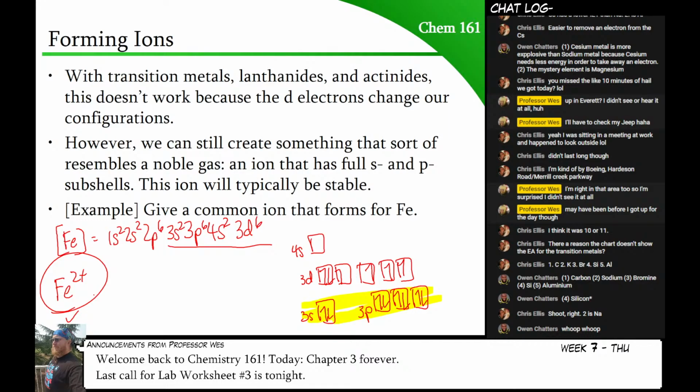Now, if you wanted to go one step further and say, oh, is there anything else I could do to make this even more stable? Well, you do have a paired set of electrons here. I could remove one of those for you. And then this is still valid. It's just now I have less electron repulsion. So maybe iron 3 is common. And it turns out it's even more common than iron 2. So you can make some predictions based on quantum mechanics.